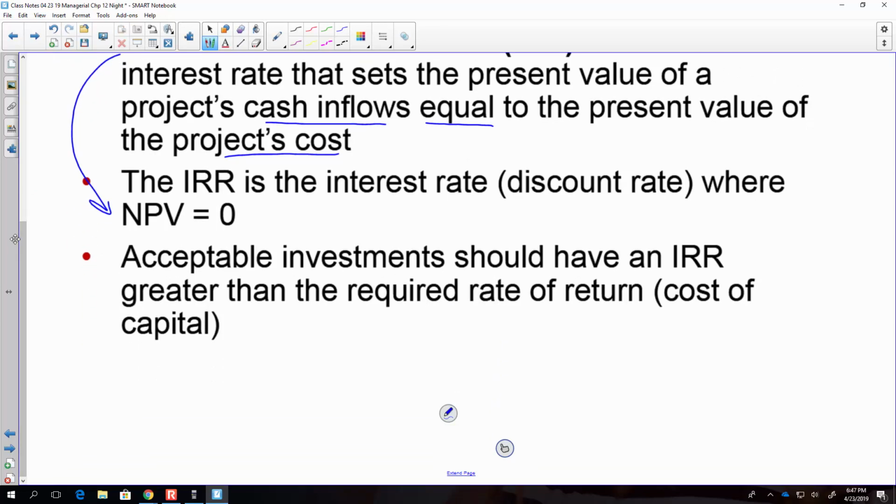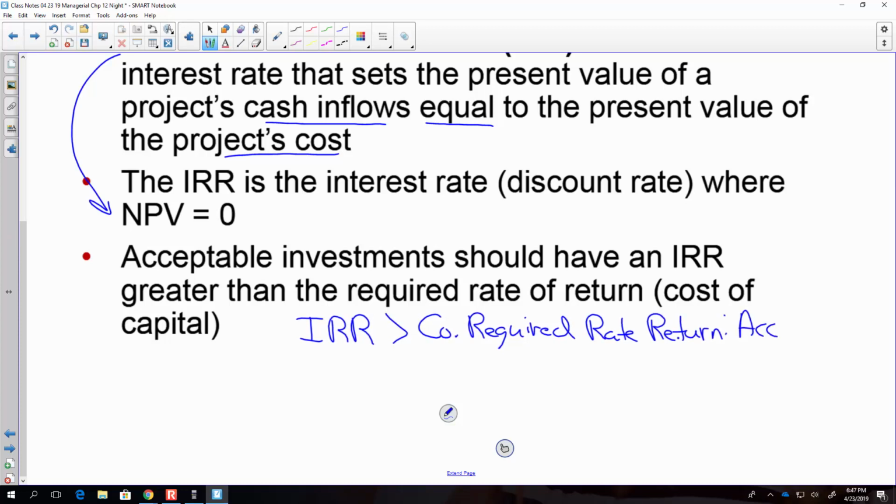So the IRR has to be greater than the company's required rate of return in order to be an acceptable project. If the internal rate of return is below the company's required rate of return, obviously we would reject it. So it's a quick, easy computation to determine whether we should do a project or not do a project.